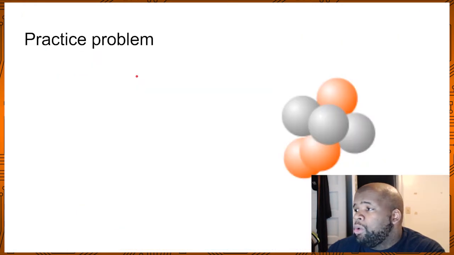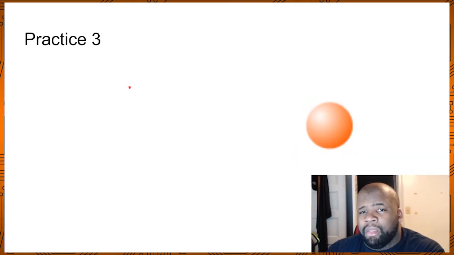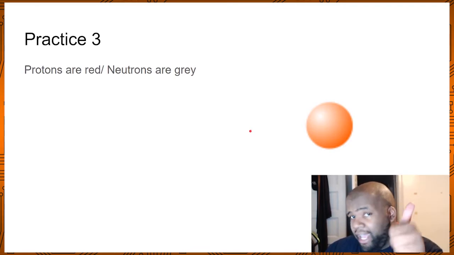So we know we have the element hydrogen here. Now we need our total number of protons and neutrons. Well, we have one proton and no neutrons. That's it. One proton, no neutrons. So that means our total number of protons and neutrons is 1.